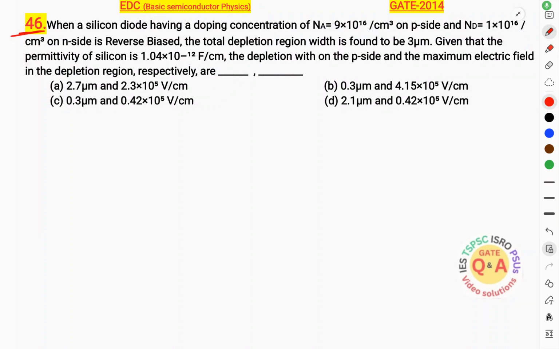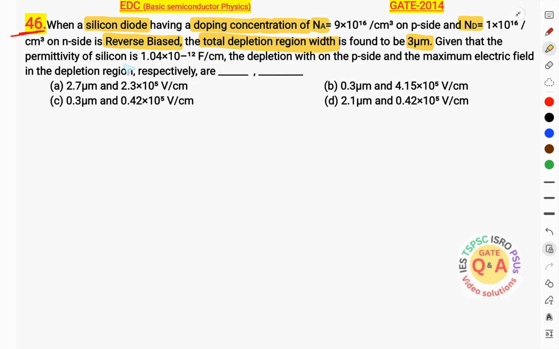Question number 46. When a silicon diode having doping concentrations of Na and Nd, values given, is reverse biased, the total depletion region width will be 3 micrometers. The total depletion width is given as 3 micrometers.